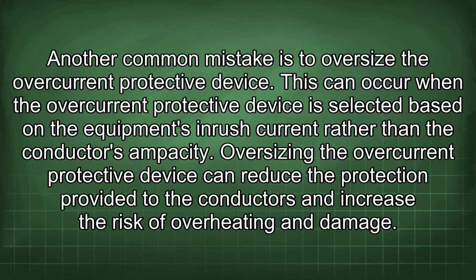Another common mistake is to oversize the overcurrent protective device. This can occur when the overcurrent protective device is selected based on the equipment's rated current rather than the conductor's ampacity. Oversizing the overcurrent protective device can reduce the protection provided to the conductors and increase the risk of overheating and damage.